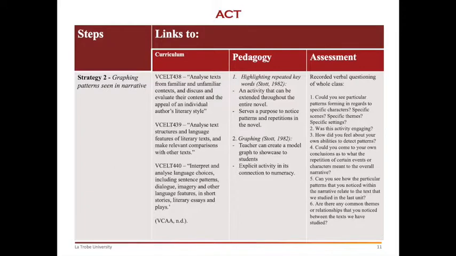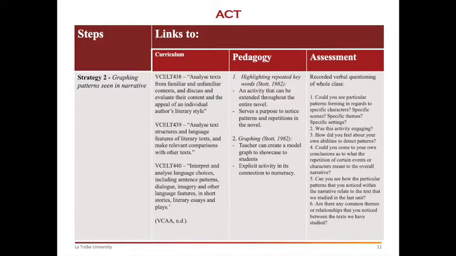So the way I will assess my impact is by conducting a verbal questionnaire and recording this audibly, and the types of questions that I could ask my students in regards to this strategy could be, could you see particular patterns forming in regards to specific characters or scenes or themes or settings? Was this activity engaging? Or how did you feel about your own abilities to detect patterns prior to this?